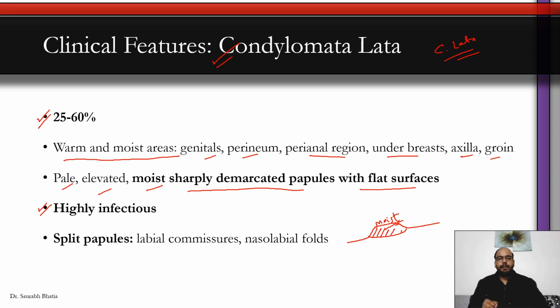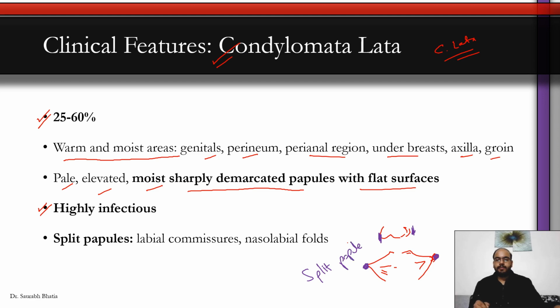If C. lata type papules are present at the corner of the lips or at the nasolabial folds, these are known as split papules. Okay, split papules. Clear? So these are some terminologies and some discussion about C. lata.